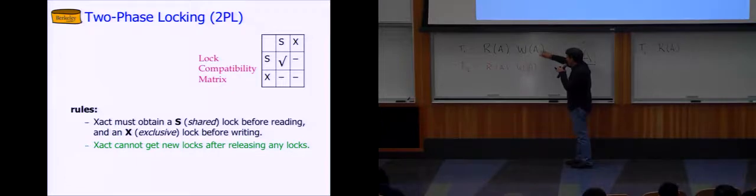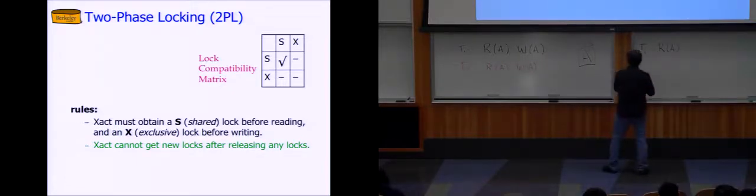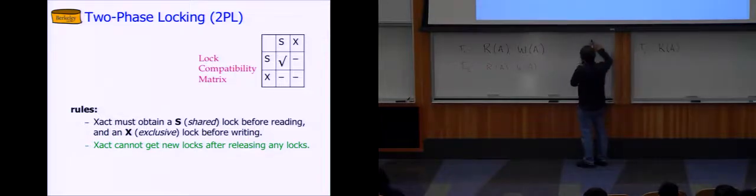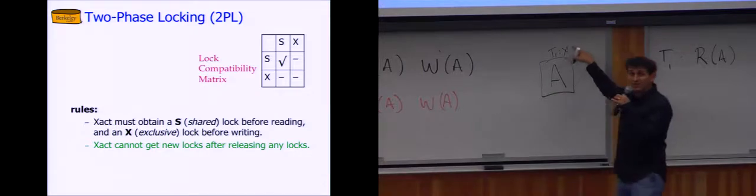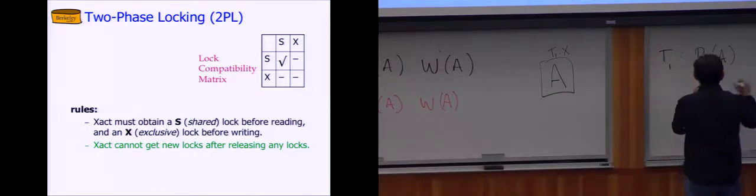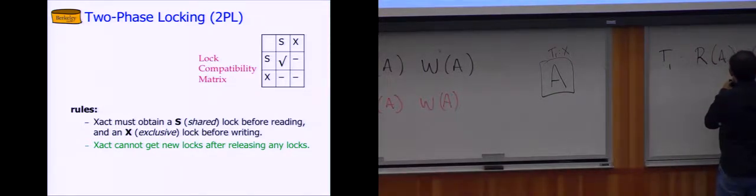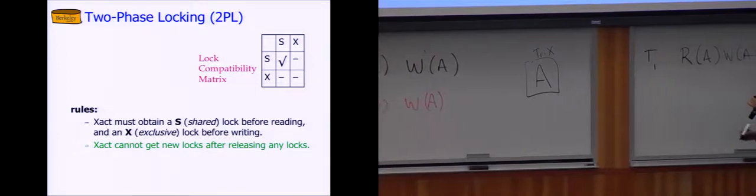Okay, let's let this action go next. In which case, T1 has to upgrade its lock to exclusive, which is fine. It can upgrade from shared to exclusive because there's no other shared locks right now anyway, so it gets the exclusive lock. And it does its write of A. All right. And now we'd like to do T2.